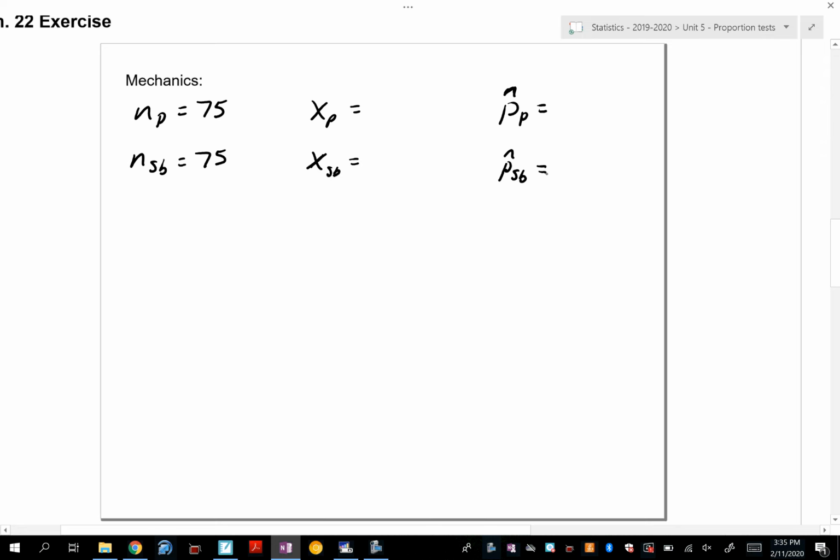Now, I think they gave us those, right? If you go back to the original problem, they gave us those p hats. They said 0.33 and 0.45. So to find the number of successes, you actually already did that. You just multiply the 75 times 0.33. So how many packages were contaminated?